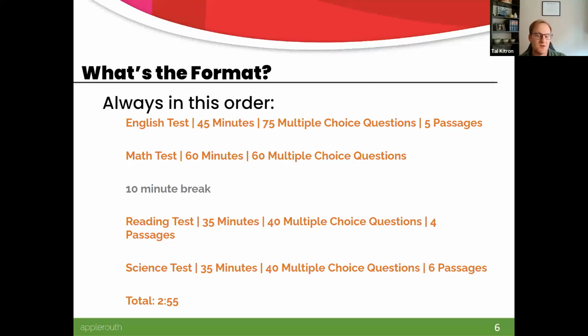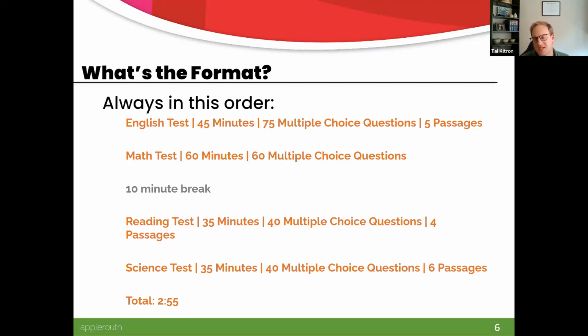This is what the test always looks like. We start with the English section, and this is for those who don't have extended time, right? So if we just have regular time, first section is pretty fast paced. It's 45 minutes for 75 questions, 4 multiple choice answers per question, 5 passages with 15 questions apiece, and we'll dig into each of these sections a bit more.